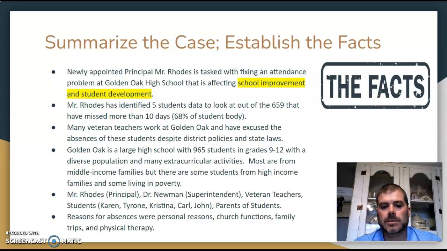Those involved in the case were myself, Mr. Rhodes, Dr. Newman, the superintendent, our veteran teachers, the students I've identified, Karen, Tyrone, Christina, Carl, and John, and then the parents of these students. Some of the reasons for absences were personal reasons, church functions, family trips, and physical therapy.